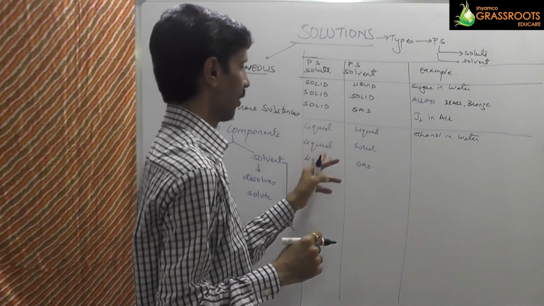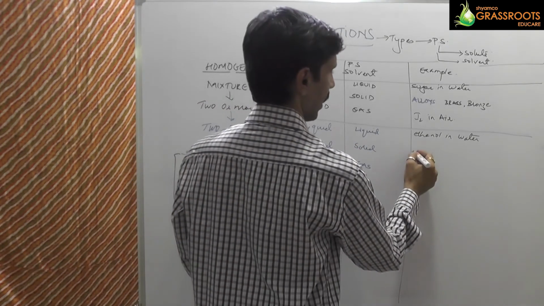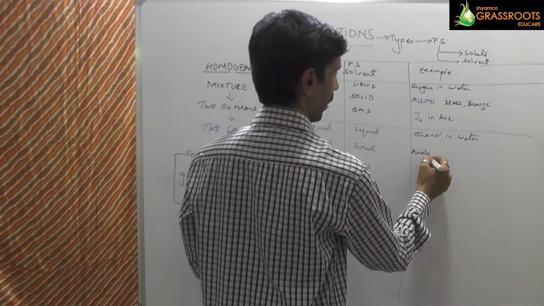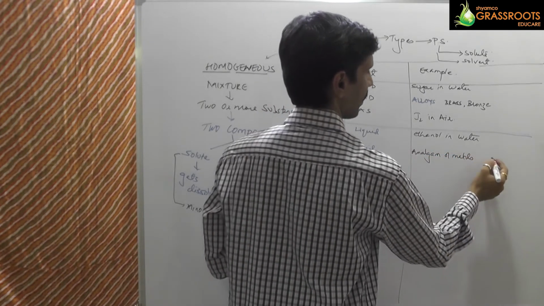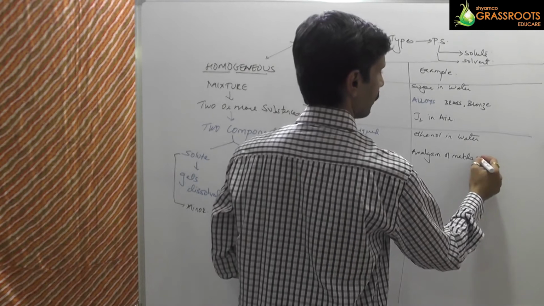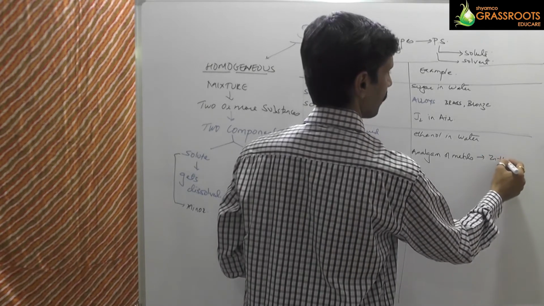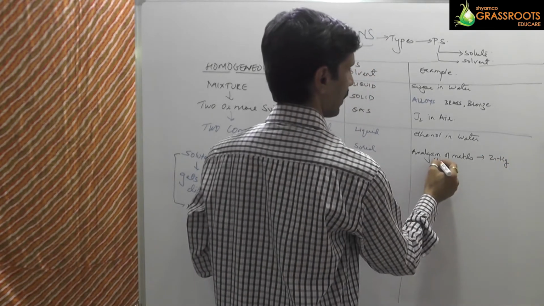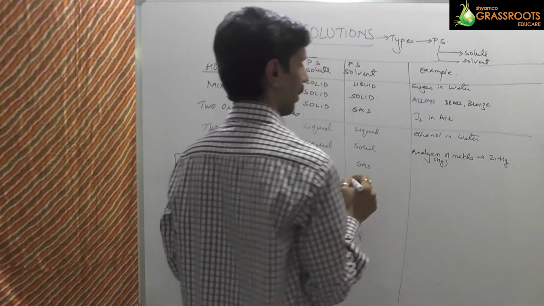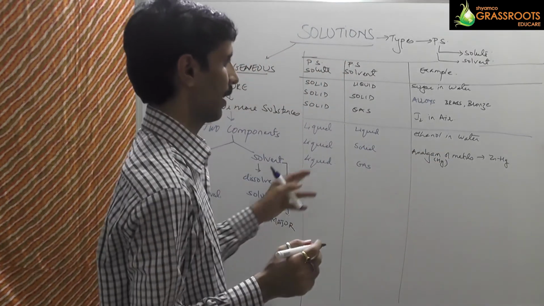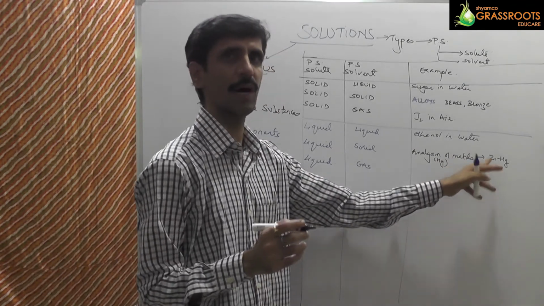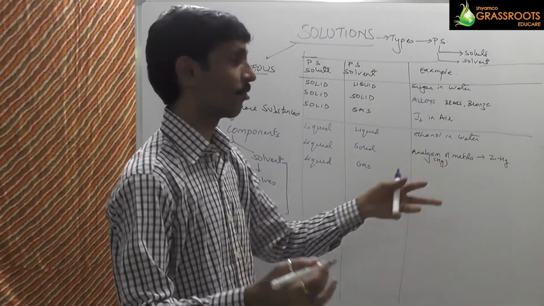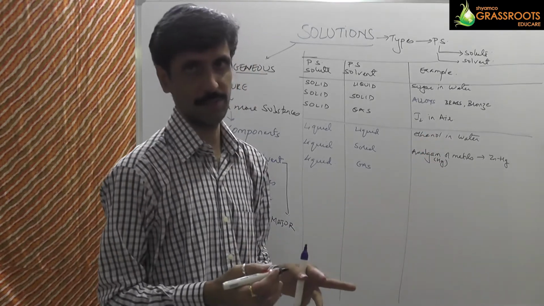Next one is we have liquid and solid. That means we can take an example here of amalgam of metals, say for example zinc amalgam. Amalgam means it is nothing but mercury. Mercury is a liquid metal, and the other metal is going to be a solid, such as zinc amalgam or sodium amalgam. So those are going to be in the solid state.